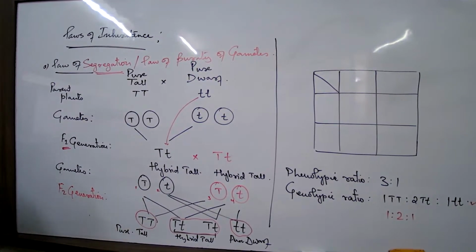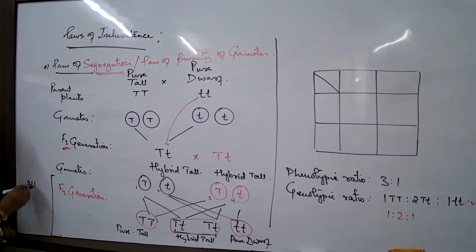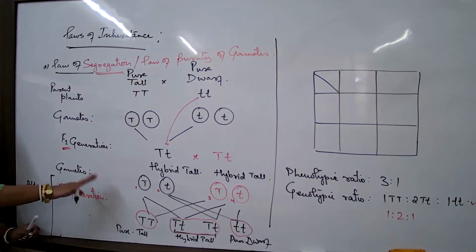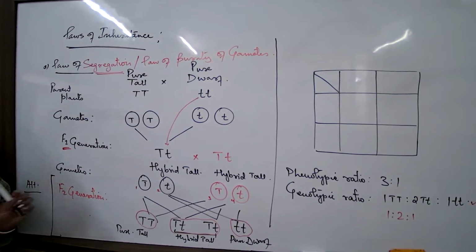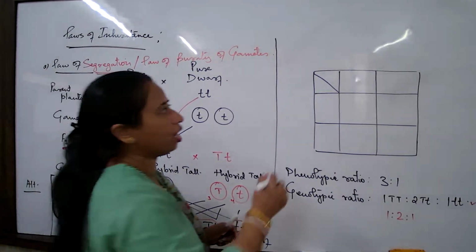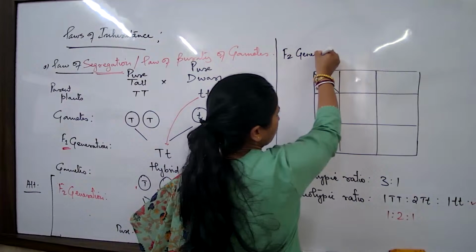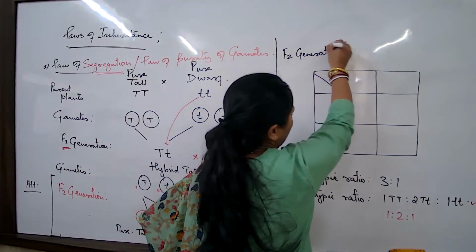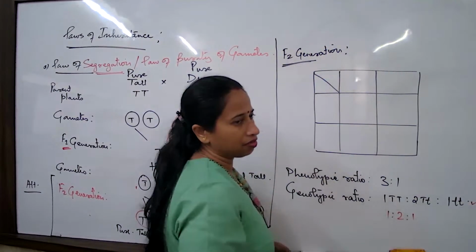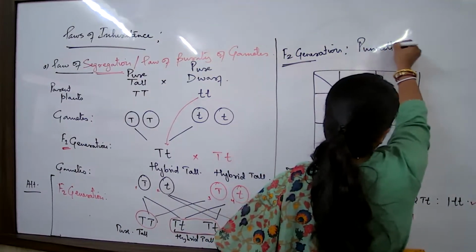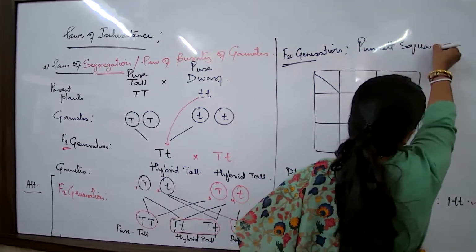This is one way of representing, but again, we can go for another alternative method. Only this part, till the gametes, is the same. There's no other way of expressing. But now, finding out the F2 generation, yes, we can think of another method. What is the other method? This is known as the Punnett square method.